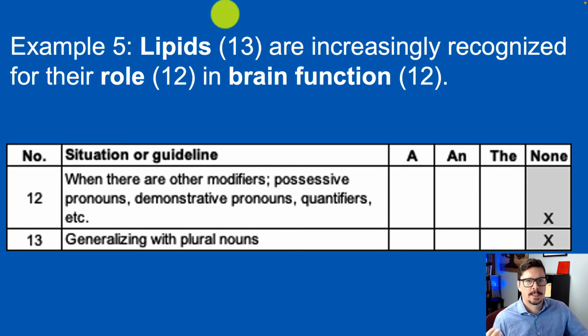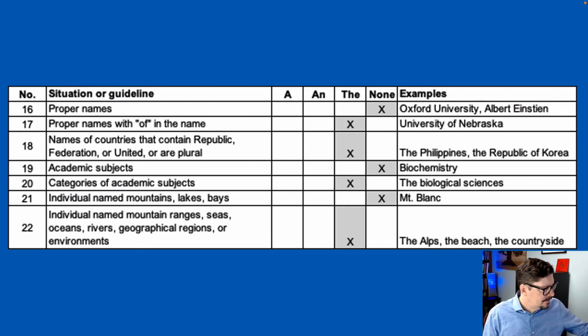Also, role and brain function do not need an article because there are other modifiers. So function is being modified by brain, and it's also an abstract noun, so it could use rule number 8. And role is being modified by their, so their is standing in for the article. Okay, let's finish off the worksheet.